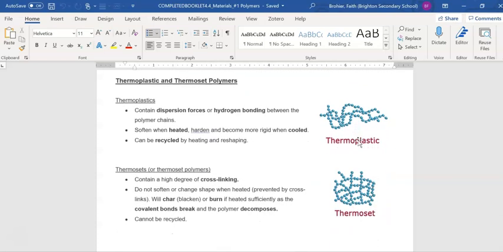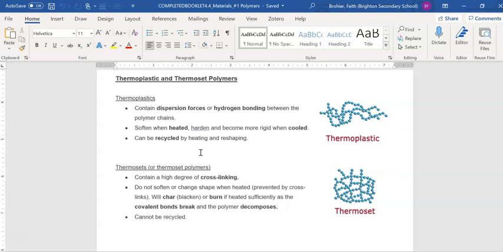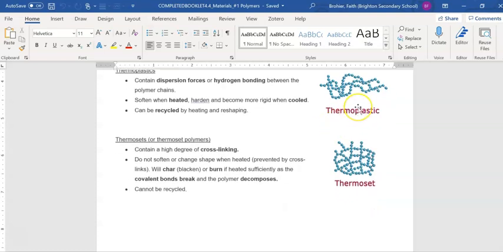So if you remember us talking a bit about thermoplastic and thermoset polymers, thermoplastics only contain dispersion forces or hydrogen bonding, so only really secondary forces. And so they will soften when heated, and they will harden and become more rigid when cooled. They can be recycled by heating and reshaping. So you can actually recycle them because you can heat them, they become flexible, you can reshape them into different things. They're not that elastic, they won't bounce back. If you do cool them, however, the bonds will get stronger again.